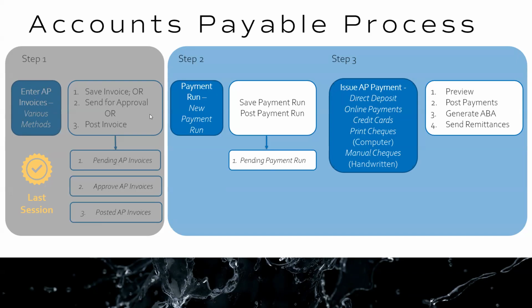Now, once you enter them in the system, you can do a number of things with them. That will depend on your internal processes. Most commonly, you'll send the invoices for approval. People will see them in that approve AP invoice inbox. Then after that, they'll approve them. And once they approve them, you'll be able to find them in posted AP invoices.